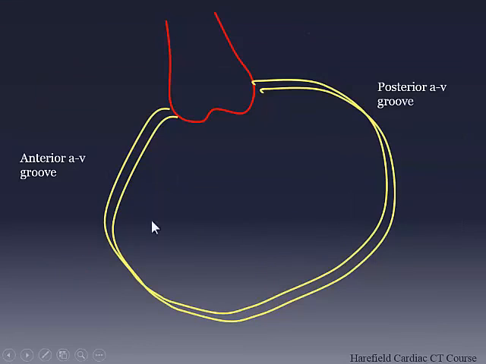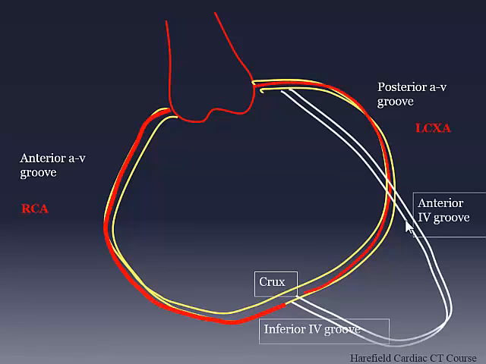Okay, so Taryn's already said, think about the heart in two rings. You've got the AV groove, anteriorly and posteriorly. Remember, in the anterior AV groove, the right coronary artery runs. In the posterior AV groove, the circumflex runs. Okay, and usually they join up in the middle, and then they give rise to the PDA, which kind of runs in the interventricular groove, which is the other part of the circle of the heart. So in the anterior interventricular groove, you've got the LAD, and in the inferior interventricular groove, you've got the PDA.